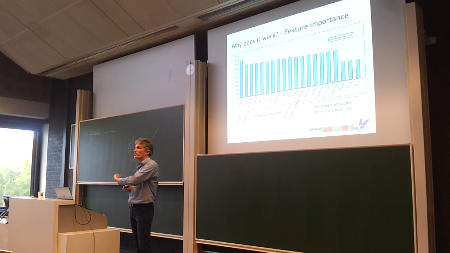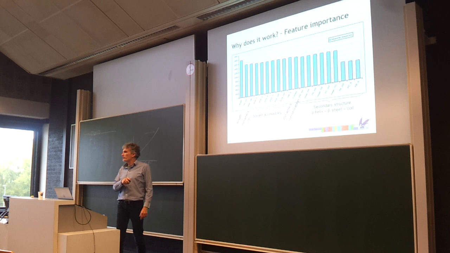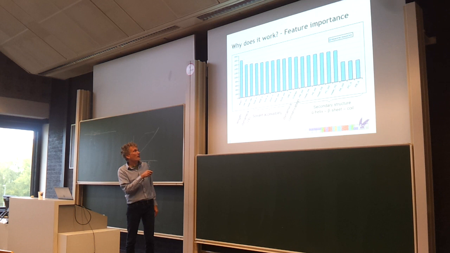You can do this in many different ways. This is one way. They are ranked in order of decreasing importance, so this one is the most important. I don't know if you can read it all the way in the back, but this is the protein length. So protein length is the most important feature.